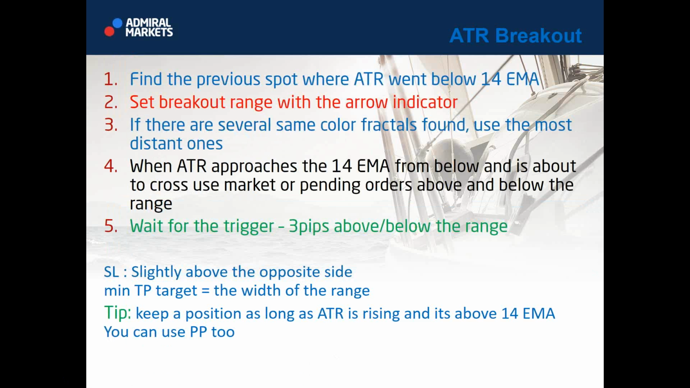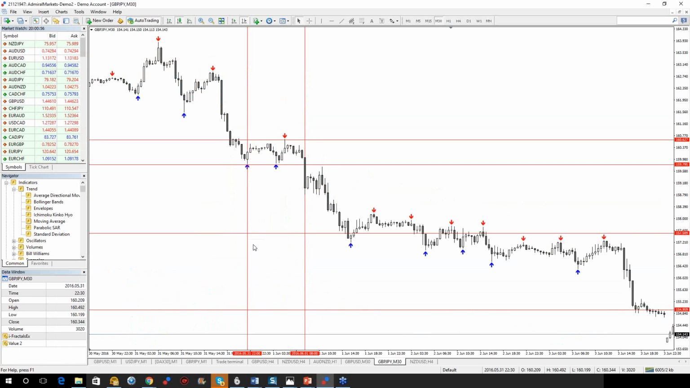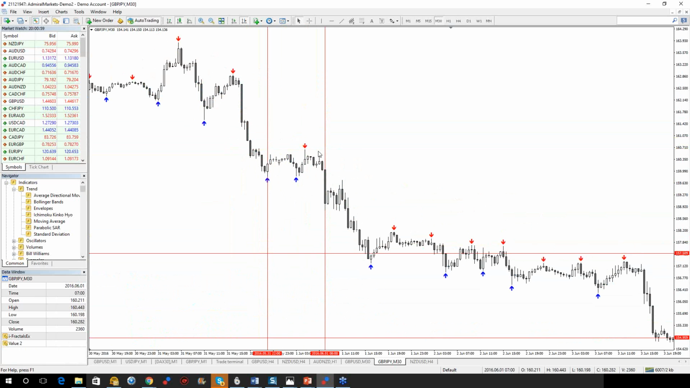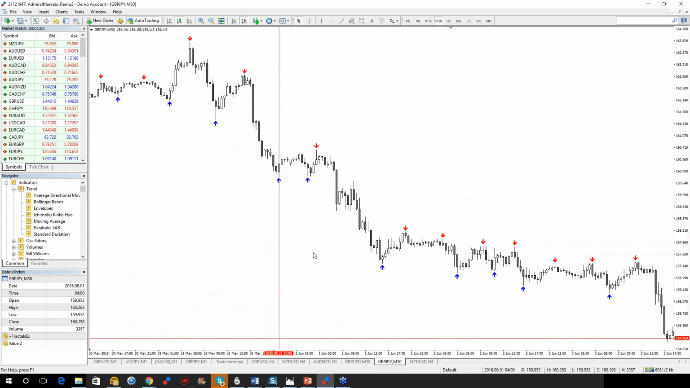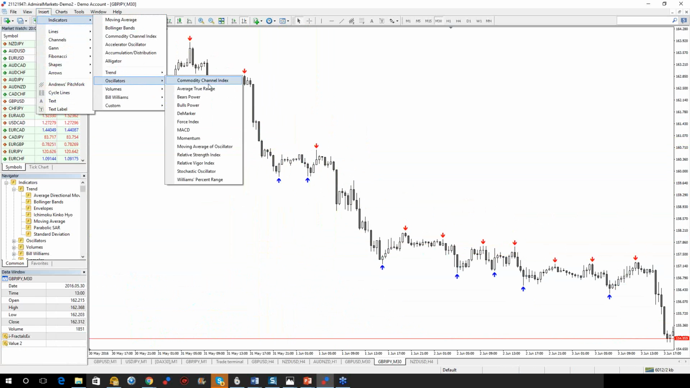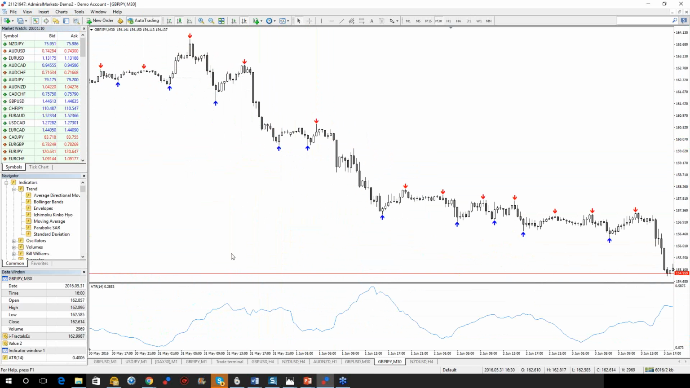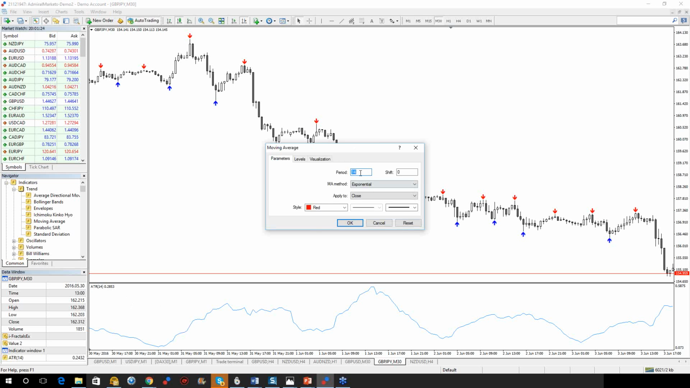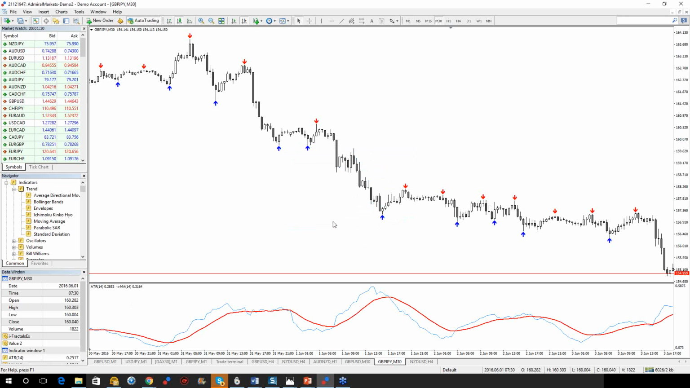One more question, Martin. Can you show me how to drag EMA to the ATR window? Sure, once more, guys. It's very easy. Insert, indicators, oscillators, average true range. 14, okay. Then click here, navigator window. Click on this window. Press the left mouse button on moving average, hold the left mouse button and place your arrow here. Okay, 14 exponential red. Apply to previous indicator's data, like this.